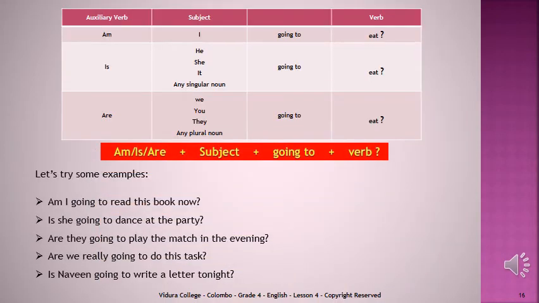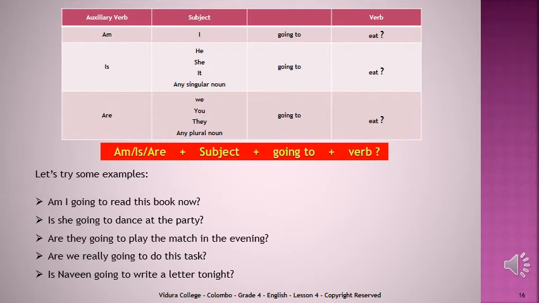This is the structure of question form using going to. First, we are writing the auxiliary verb am, is, or are. Then the subject. Then we are adding going to. Finally, we add the verb. Okay, let's try some examples.